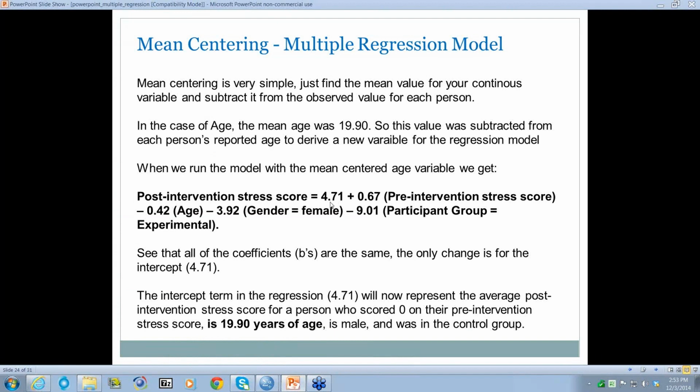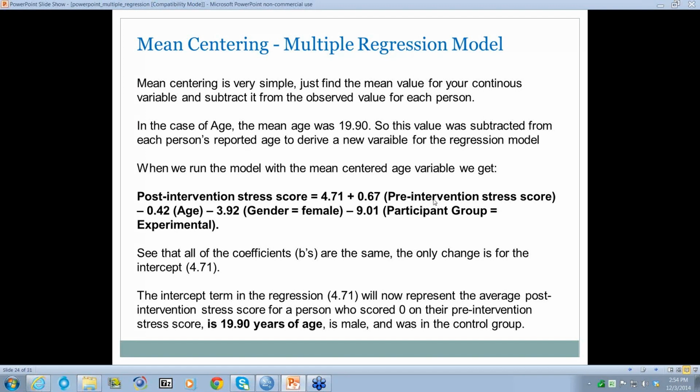And this is whenever you have people that are male, they're in a control group, and they're 19 years of age, 19.90 years of age. Then their post-intervention score, if their pre-intervention stress score was 0, their post-intervention score would be 4.71. Okay, and that seems kind of strange because you would think it would go down, but it's probably something about that pre-intervention stress score being a 0. It can't go down any further, right? So your post-intervention score's got to be something, you know, and it's really not taking that into account.